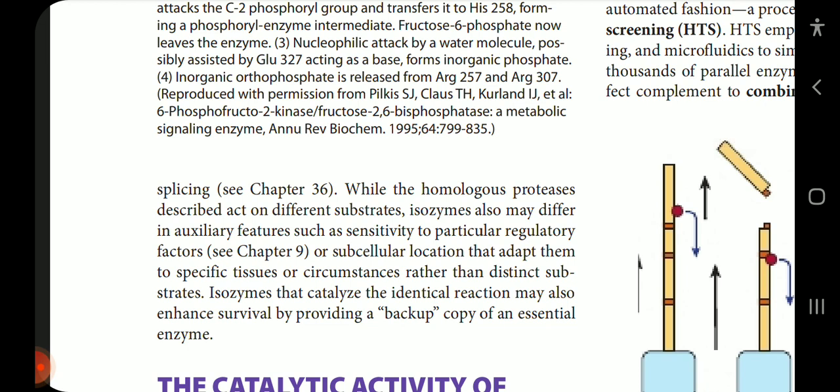While the homologous proteases described act on different substrates, isoenzymes may also differ in auxiliary features such as sensitivity to particular regulatory factors or subcellular location that adapt them to specific tissues or circumstances rather than distinct substrates. Isoenzymes that catalyze the identical reaction may also enhance survival by providing a backup copy of an essential enzyme.